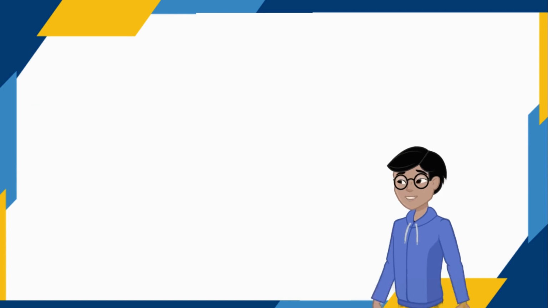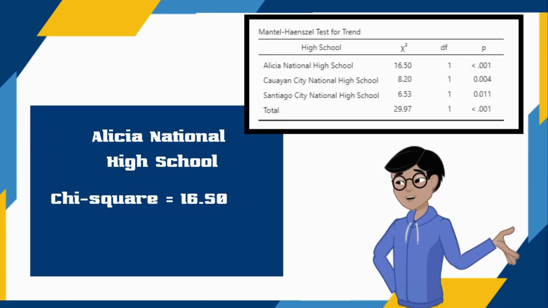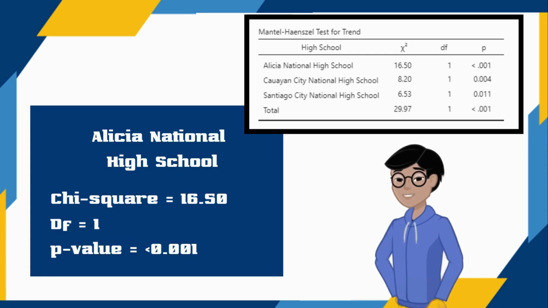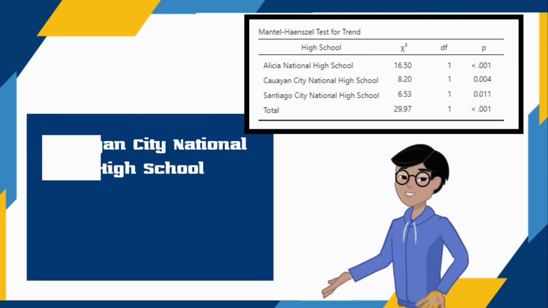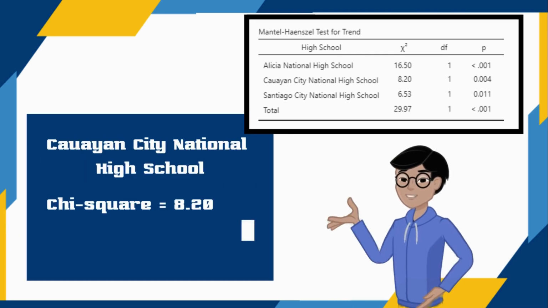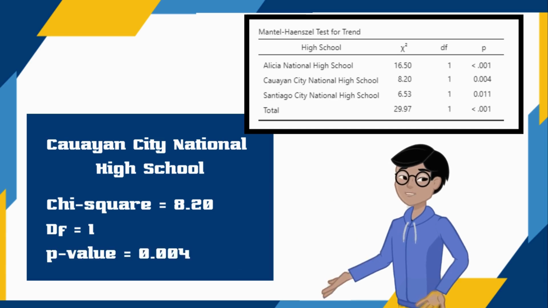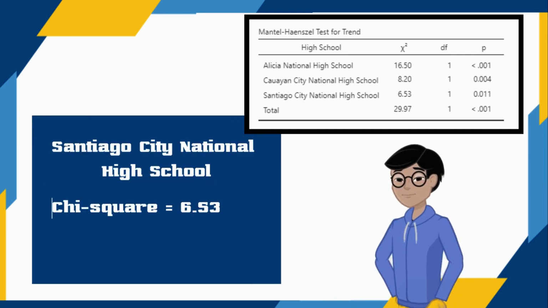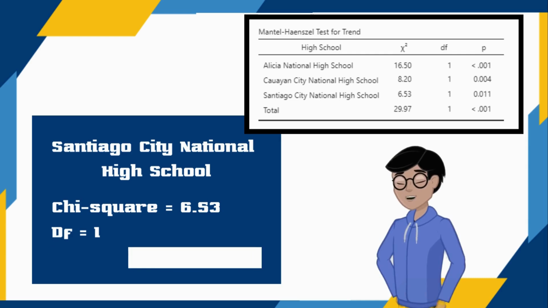The Mantel-Haenszel test for trend was statistically significant for each school. For Alicia National High School, the chi-square value with 1 degree of freedom was 16.50, with a p-value less than 0.001. For Cochran City National High School, the chi-square value with 1 degree of freedom was 8.20, with a p-value of 0.004.